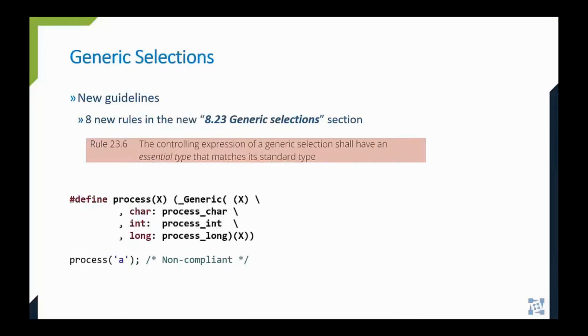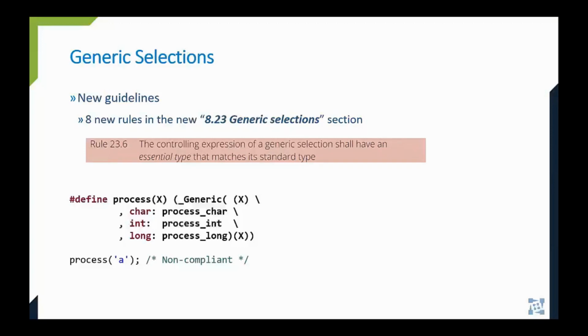The next feature introduced by C11 is the generic selection expression. Here, 8 new guidelines have been added to cover this subject, 4 required and 4 advisory rules. As an example, let's look at required rule 23.6, which states that the controlling expression of a generic selection shall have an essential type that matches its standard type.